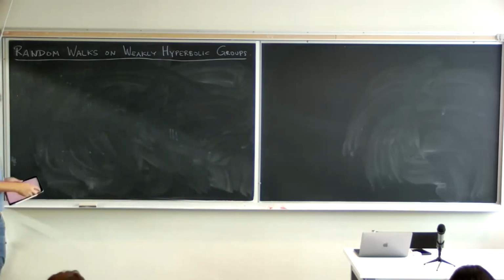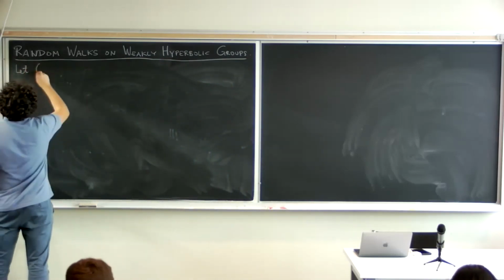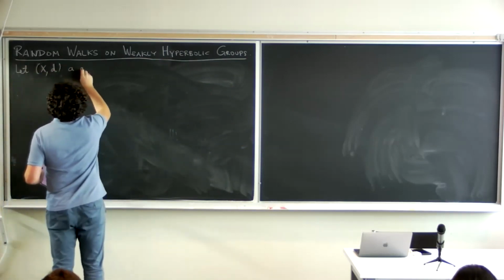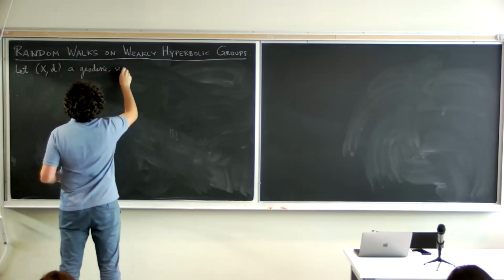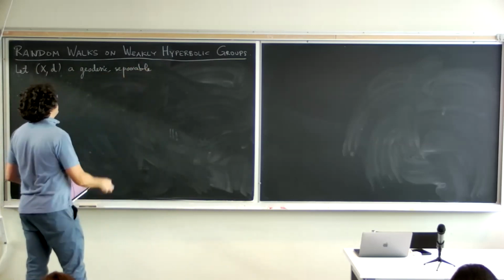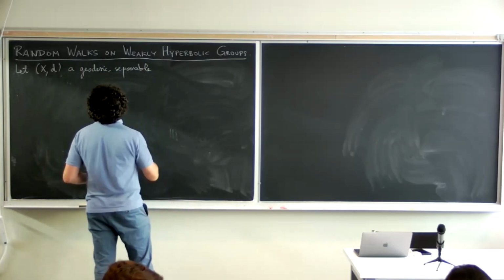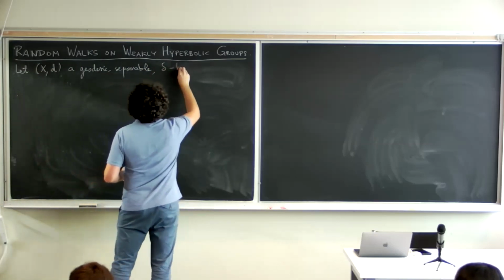So recall, what is the setting? The setting is that you start with X, in this case, a geodesic separable, delta hyperbolic metric space. Again, the assumption of separability, in fact, can be removed, but we'll keep it for simplicity.